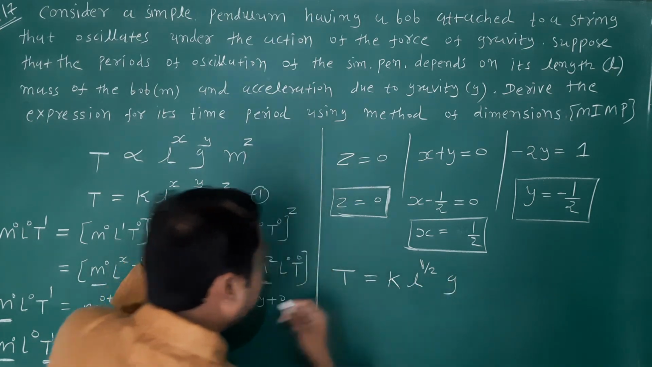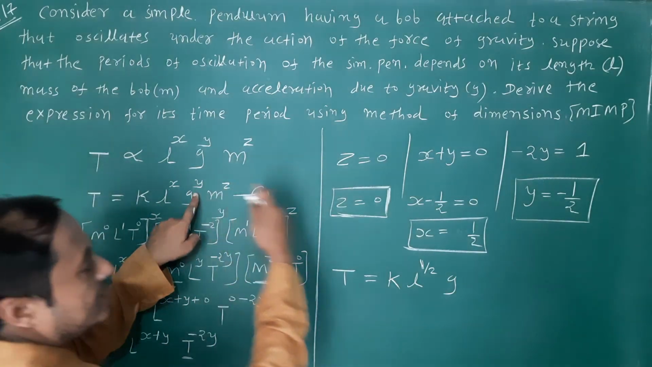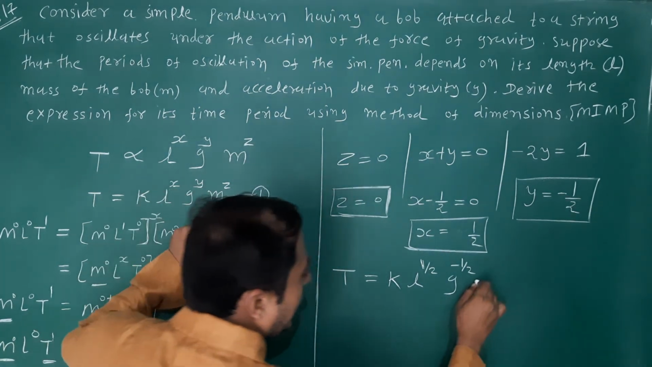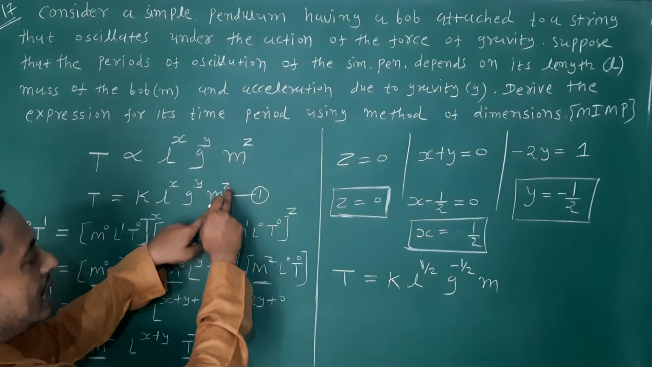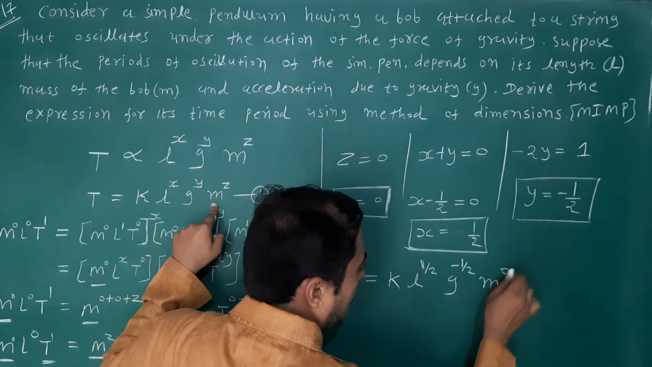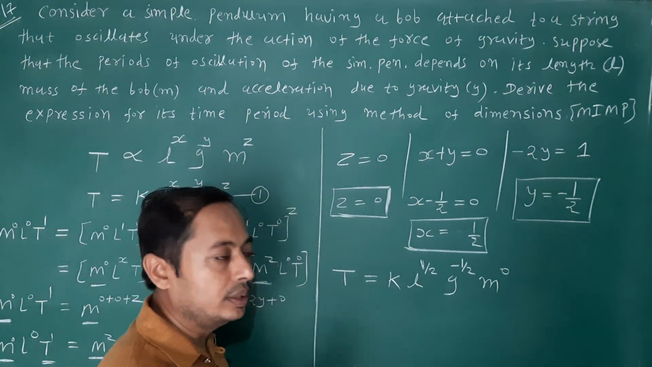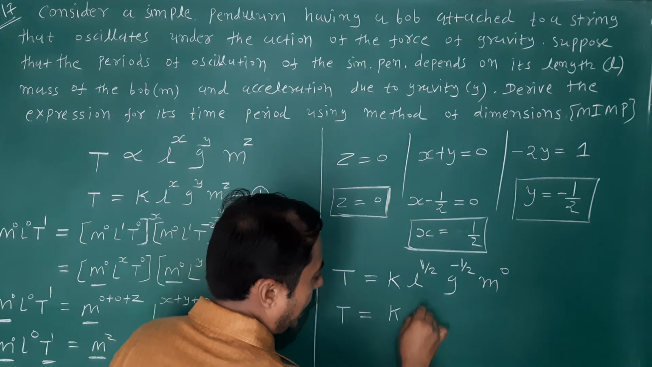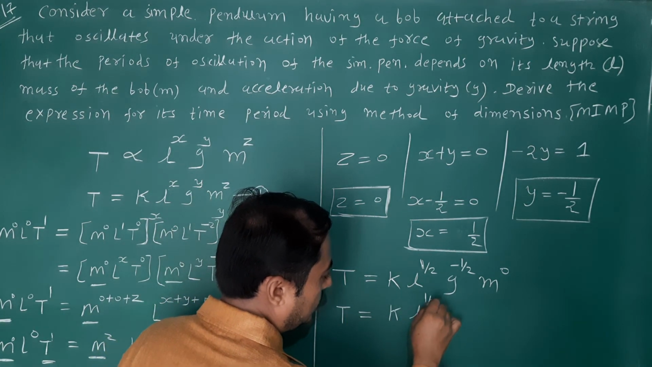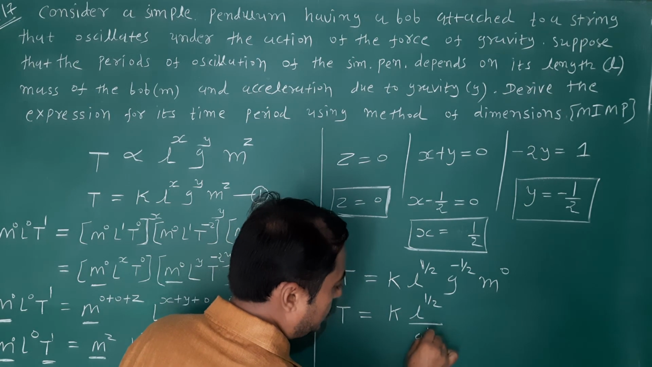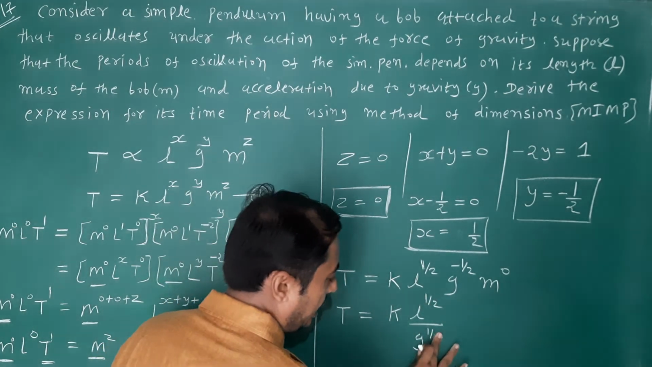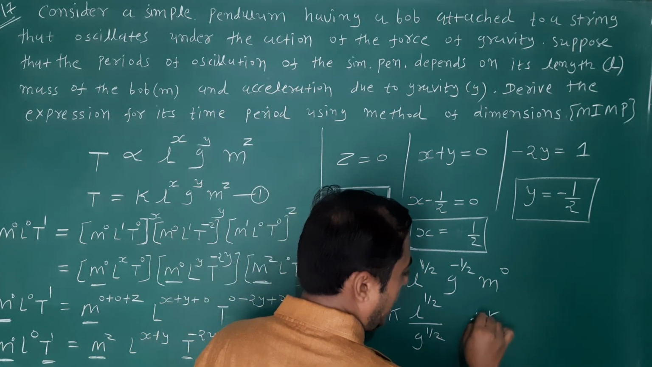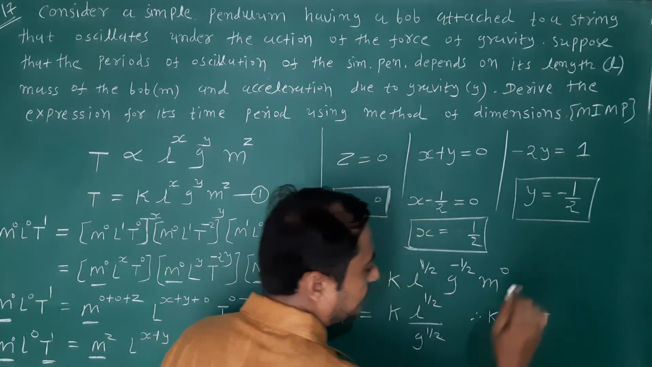Okay, g raised to y, and here y is equal to minus 1 by 2, and m raised to z, and z is equal to 0. Okay, m raised to 0 means 1. So here t is equal to k L raised to 1 by 2 upon g raised to 1 by 2. Okay, friends, here k is a constant, and now we take k is equal to 2 pi.